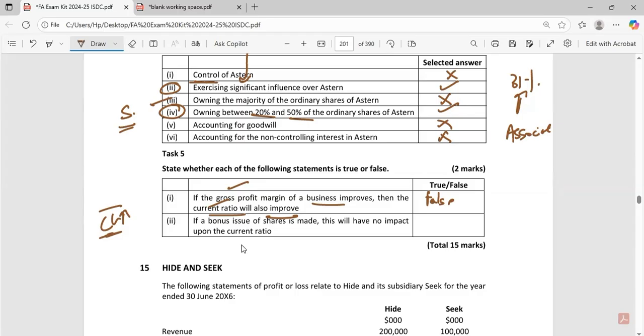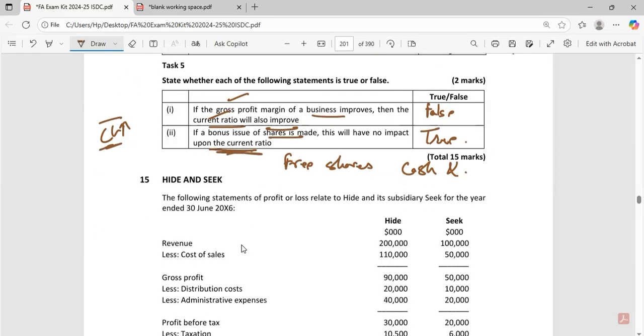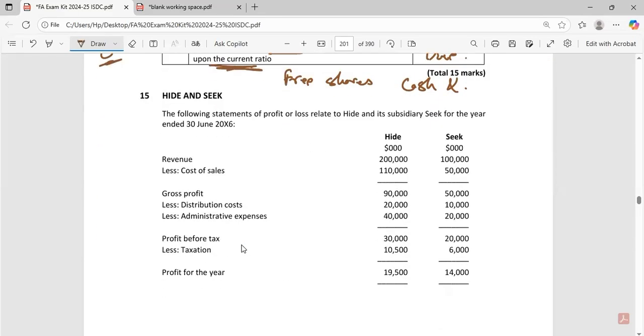If a bonus issue of shares is made, this will have no impact upon current ratio. So this is true, because when we issue bonus shares, these are free shares, and we do not get any cash for them. So that's why it will not have any impact on our current ratio either. Fine. I hope it's clear with you now.